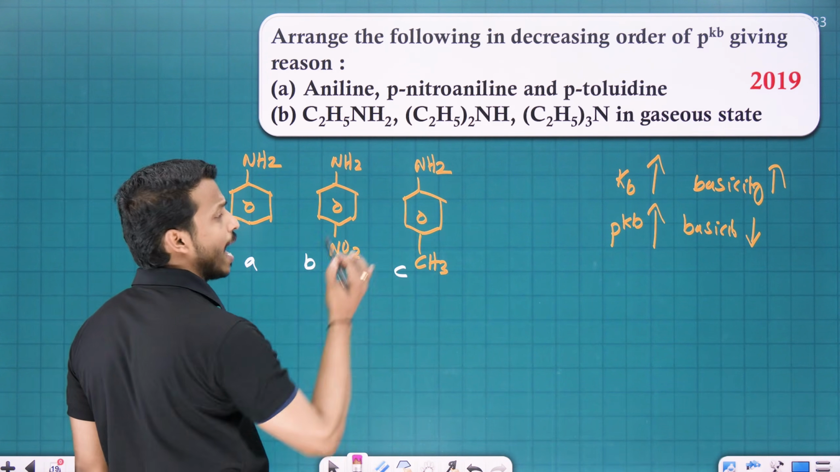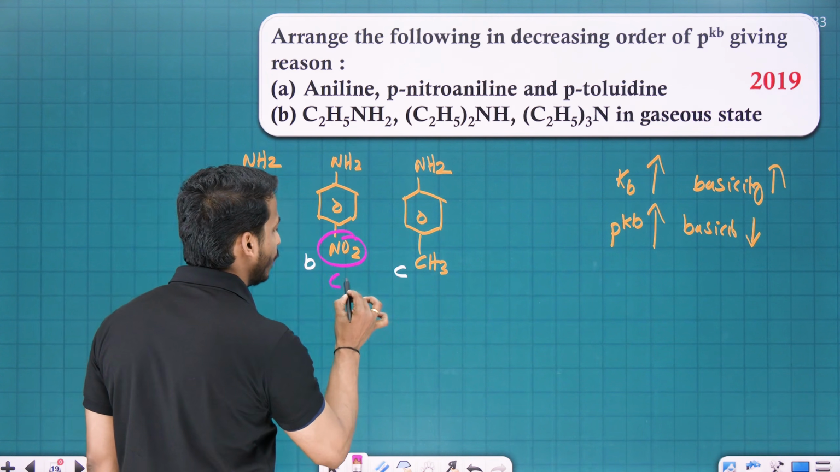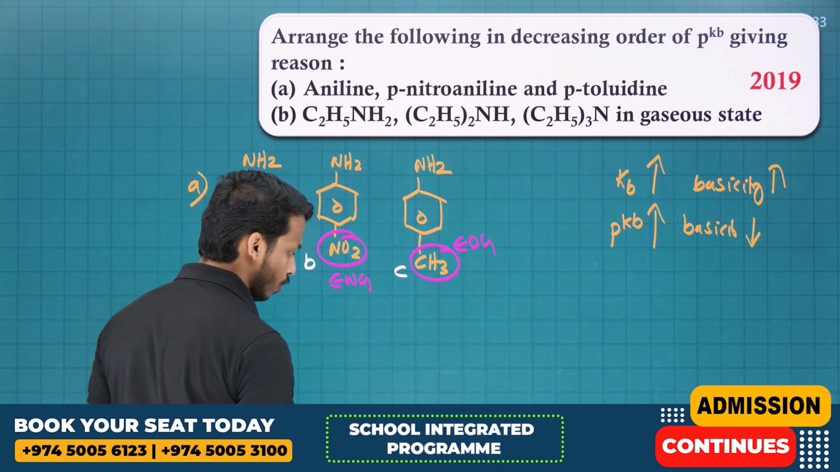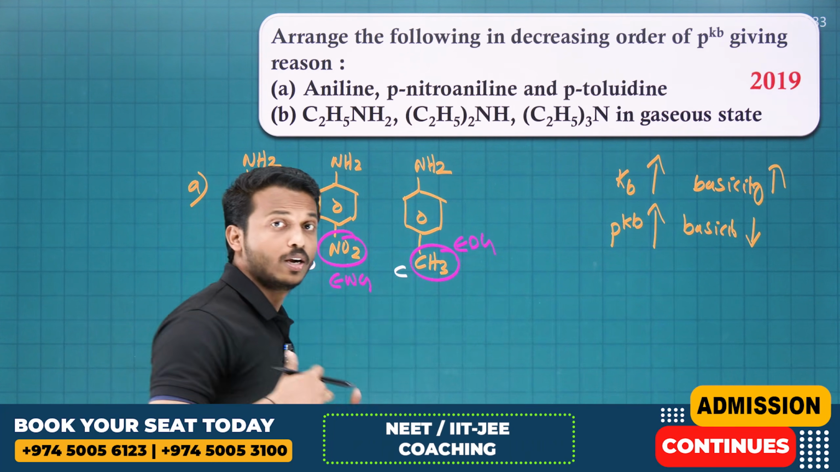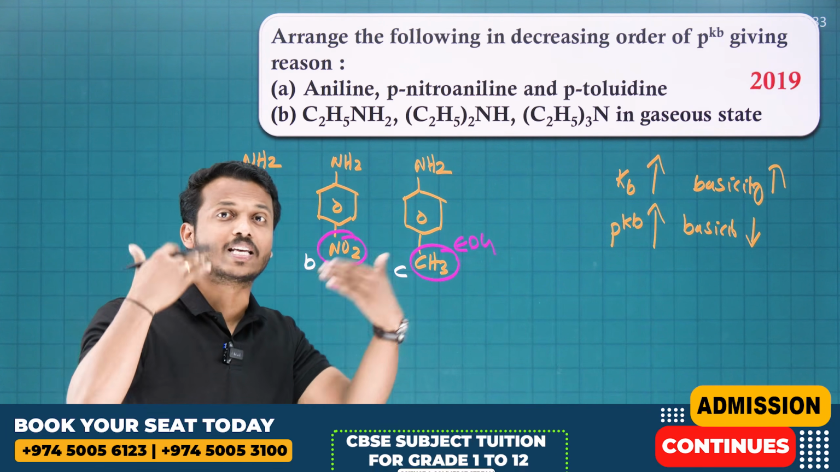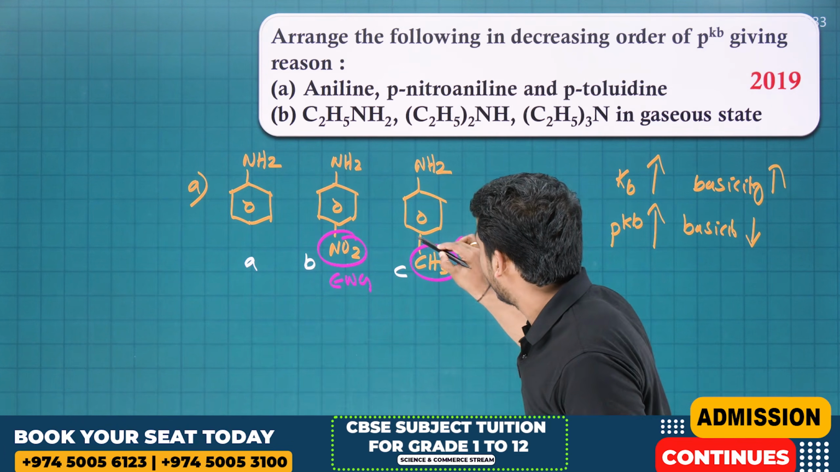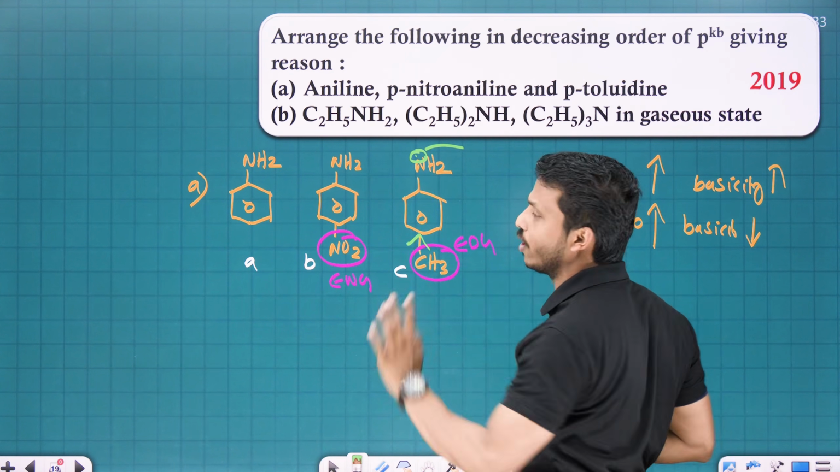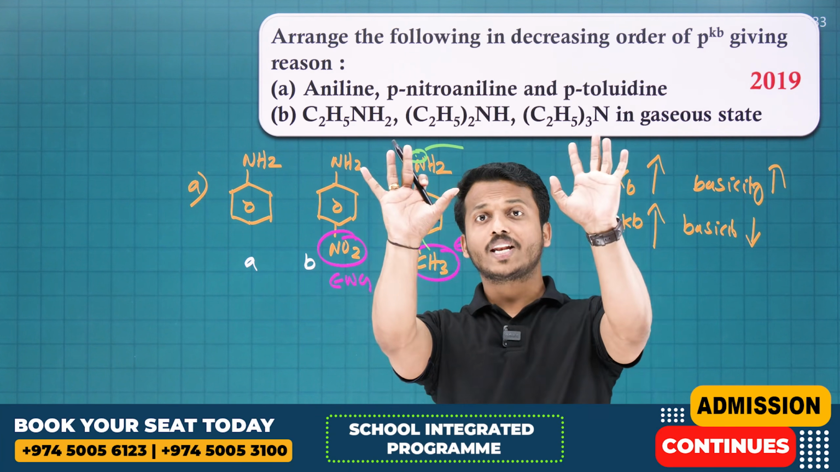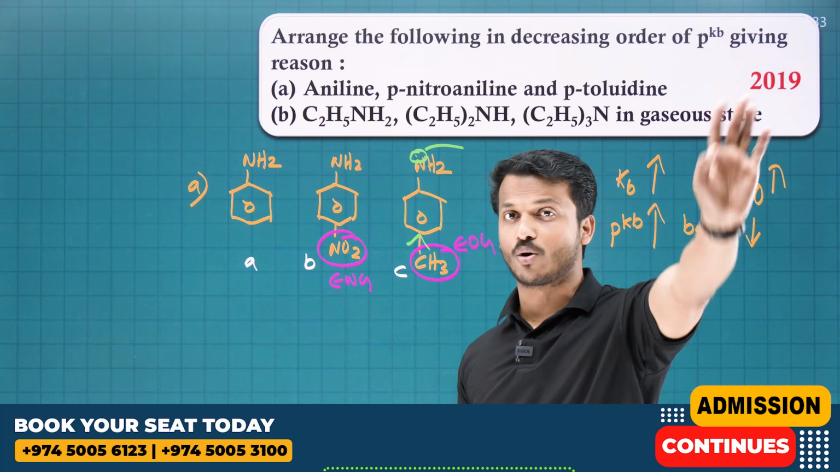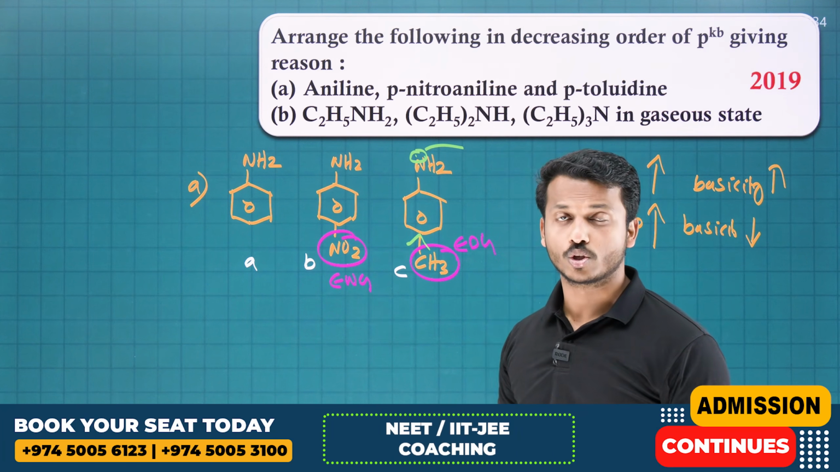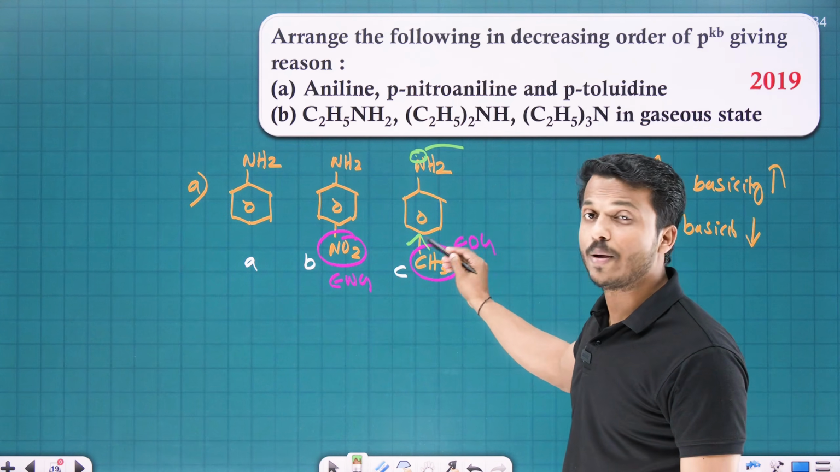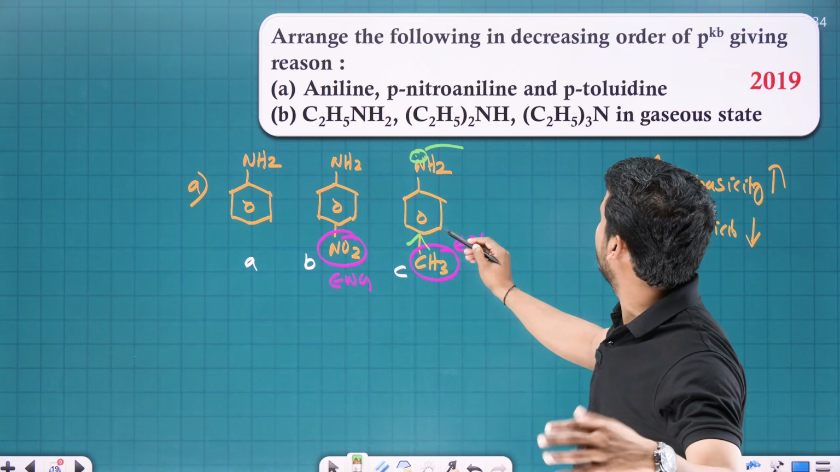You can see all are aromatic amines, and the nitro group is a withdrawing group, and alkyl groups are donating groups. My dear, the donating group always increases the basicity. Donating groups give more electrons, so the electron-rich nitrogen can easily donate. Withdrawing groups will reduce it. So which is the most basic among these? C. Most basic means least pKb.